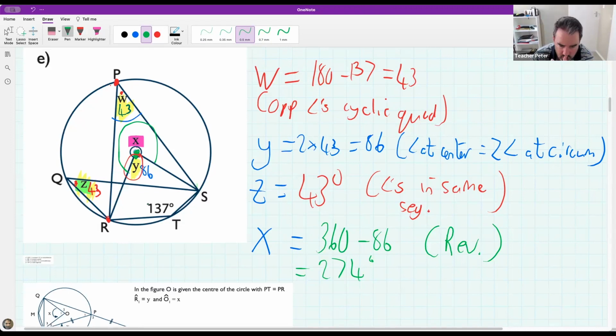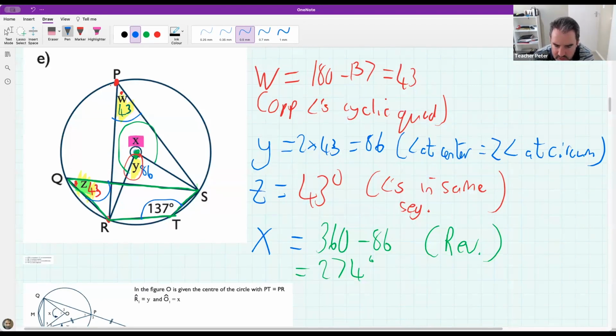QSTR is also a concyclic QTS. Oh, yes, well spotted. Well done, Callan. Callan has actually spotted that I could have got Z by just going, this is a cyclic quad down here. So this thing over here is a cyclic quad, and so you could have also said, well, these two add up to 180. Very nice.